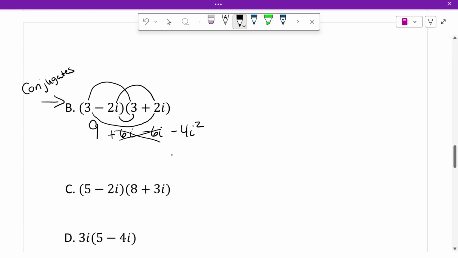Okay? Now, this is 9 minus 4i squared. But what did I say up in my chart that i squared was equal to? So it's 9 minus 4 times negative 1, or 9 minus a negative 4, which if we go plus or positive, 13.